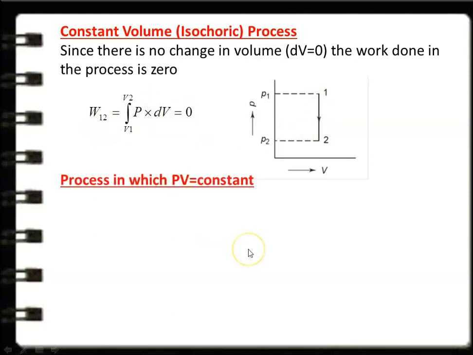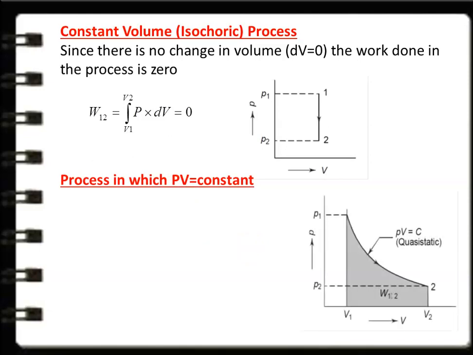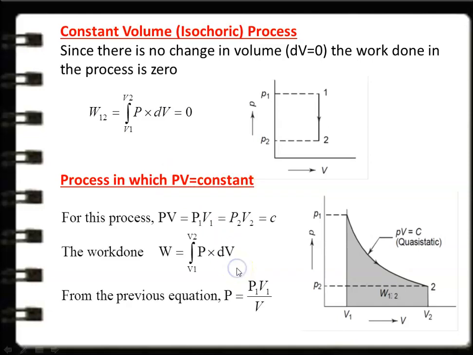And we take another process where the product of pressure and volume is a constant, and this is the line. So we take PV coordinates. The product of P and V is a constant. This is a quasi static process, and this process is also called an isothermal process. So PV equal to constant is also called an isothermal process. We can write the equation for the initial state and the final state: P1 V1 equal to P2 V2 equal to constant.